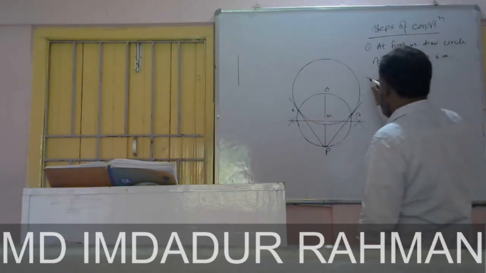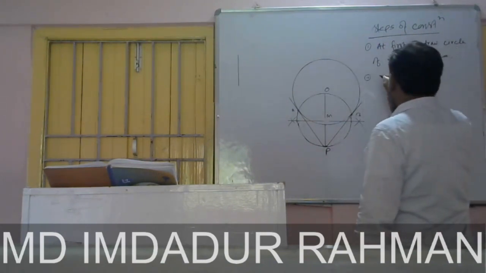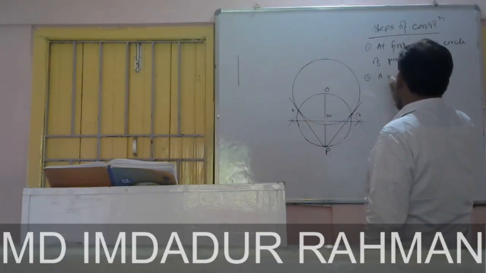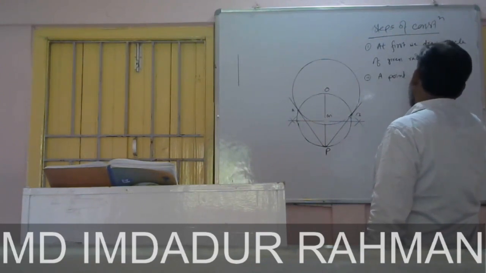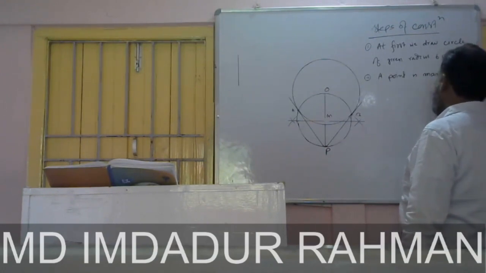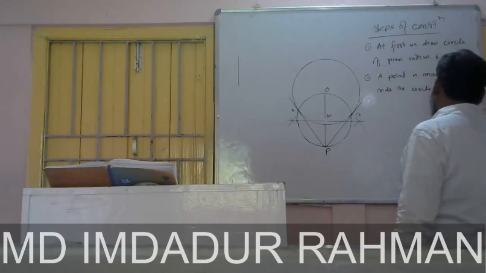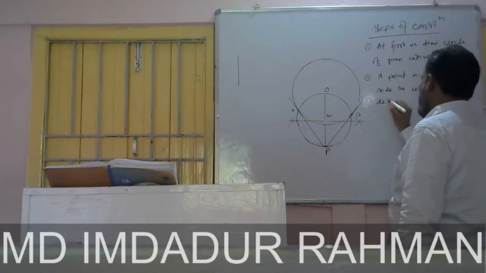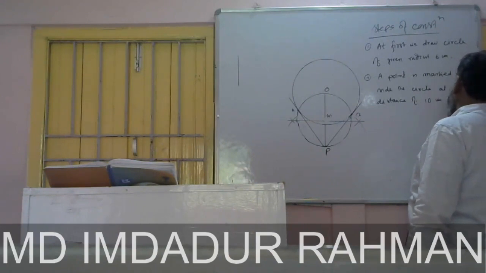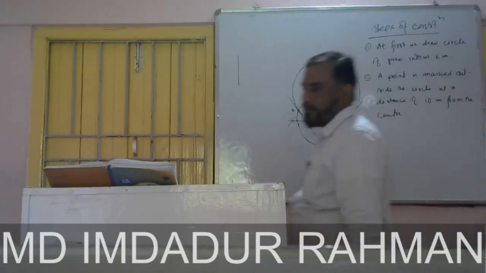Next, number 2, what I have done? Mark a point P. A point is marked outside the circle at a distance of 10 centimeter from the center. We write down.